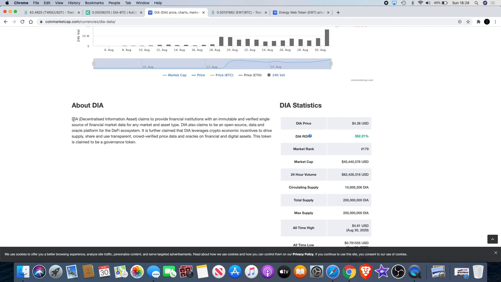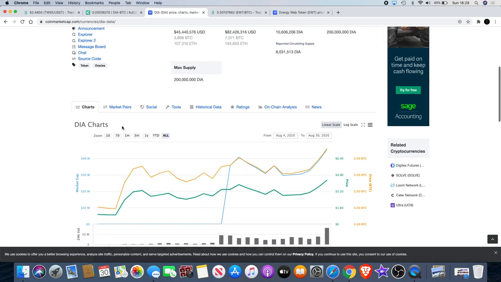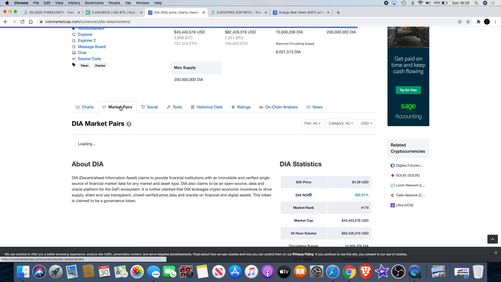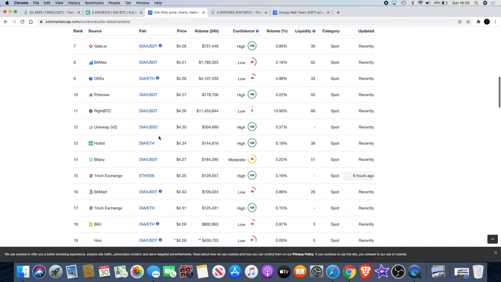If you don't know what DIA is, you can read this bit here. Go on CoinMarketCap and have a look, guys. Decentralized Information Asset, all right? And it deals with data and stuff like that on the blockchain, okay? And it's an oracle, and there's a lot of hype around the oracles at the moment.